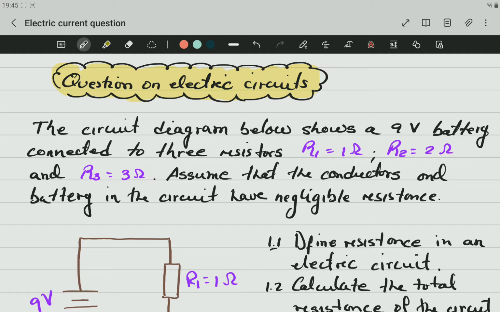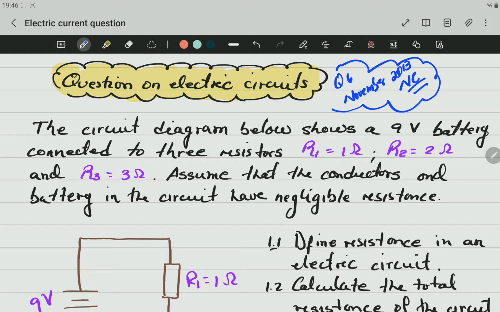This time is a question that was taken from the 2013 question paper. This was question 6 from November 2013 in the Northern Cape province. This was set A. So we're going to be solving this question.